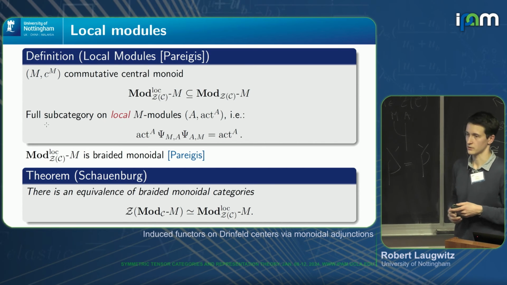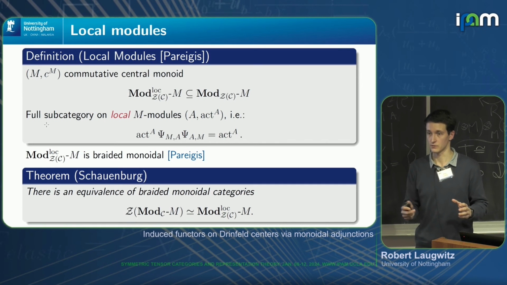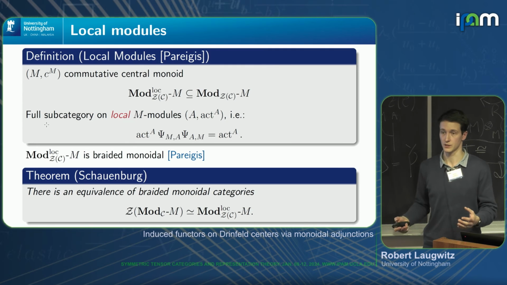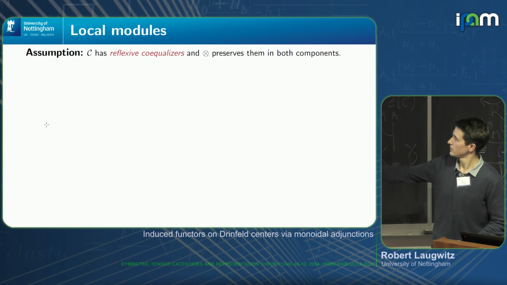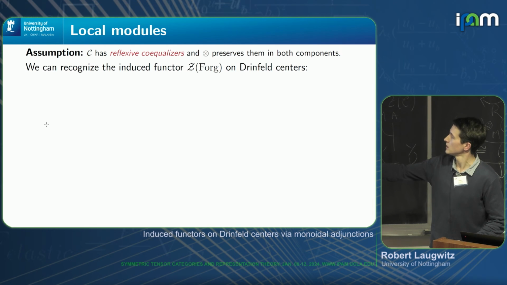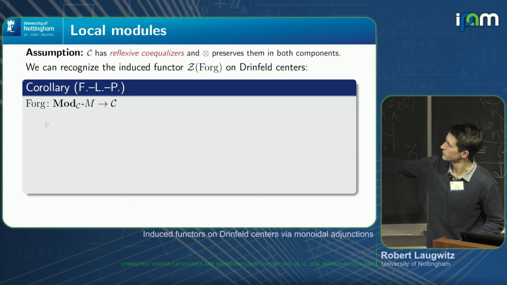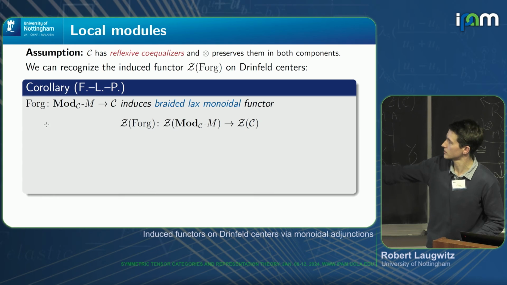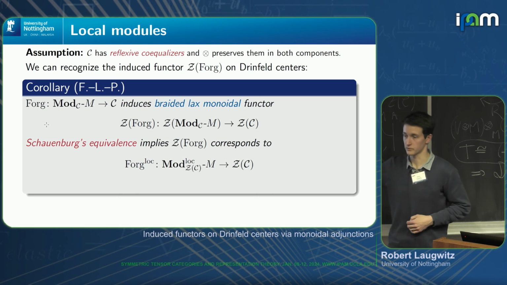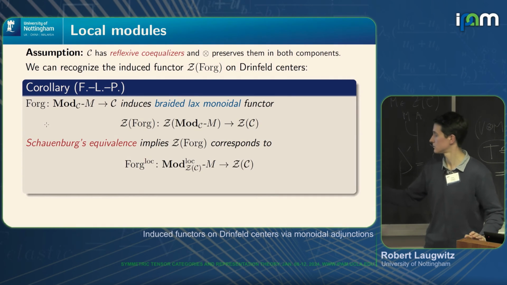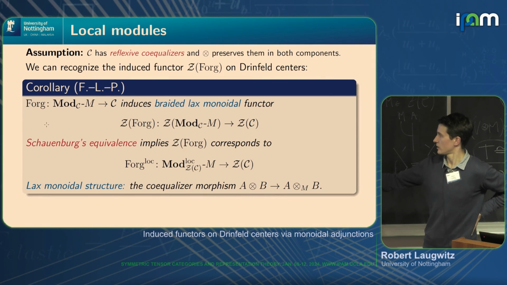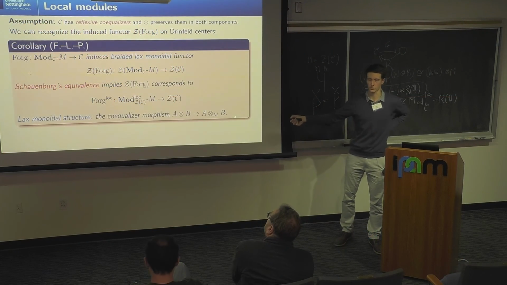Okay, so I'm mentioning this because the main construction here is an induced functor on centers, on Drinfeld centers. And in this case of the Eilenberg-Moore category, we can recognize what the functor is. It ends up just being a forgetful functor for local modules. So now still we have the standing technical assumption on category C, which we need. And now we can recognize that the induced functor of the right adjoint of the Eilenberg-Moore adjunction induces a braided lax monoidal functor that goes from the center to the center of C. Under Schauenburg's equivalence, this functor is the forgetful functor, forgetting that you have a local module. So in the special case where your category is of Eilenberg-Moore form, it's the forgetful functor on local modules. And then the lax monoidal structure is the coequalizer morphism of relative tensor products.